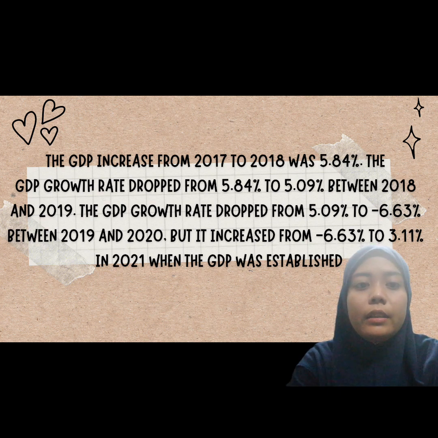In conclusion, the GDP increase from 2017 to 2018 was 5.84%. The GDP growth rate dropped from 5.84% to 5.09% between 2018 and 2019. The GDP growth rate dropped from 5.09% to negative 6.63% between 2019 and 2020, but it increased from negative 6.63% to 3.11% in 2021.